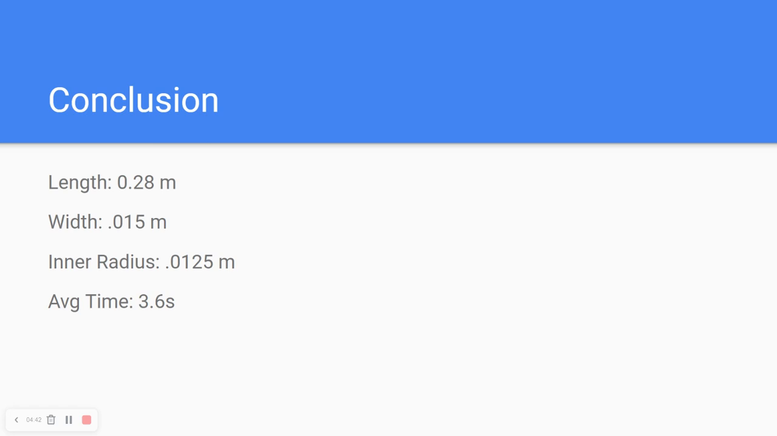However, the predictive or computational model differs based on the fact of human error, miscalculations in mu, as well as just errors with timing and the dropping of the magnet not being instantaneous. So that's what we have based on our conclusion.